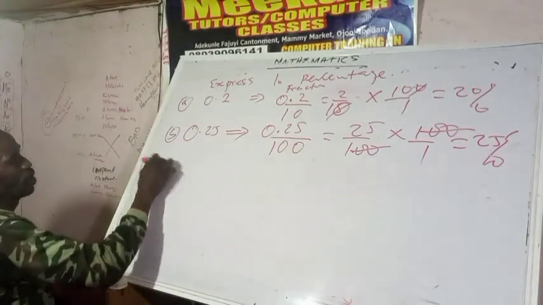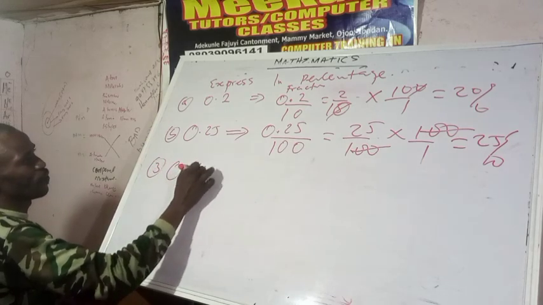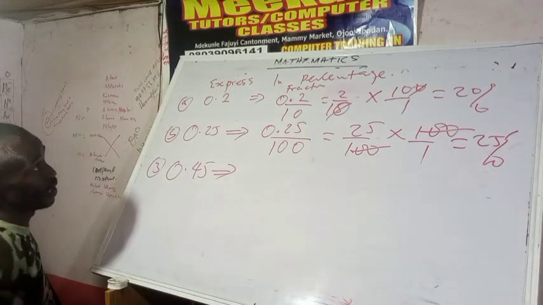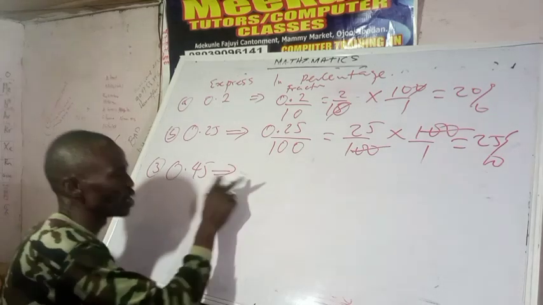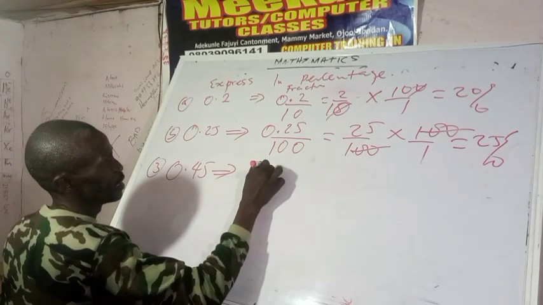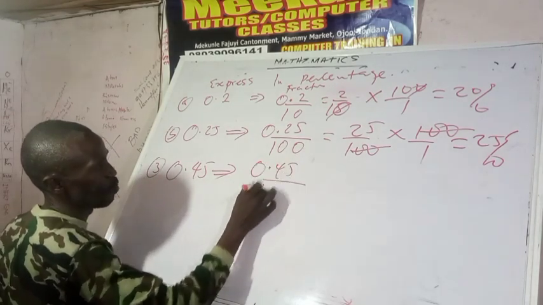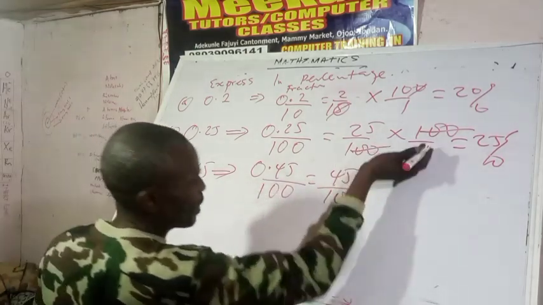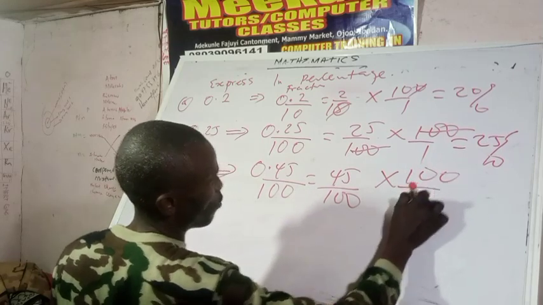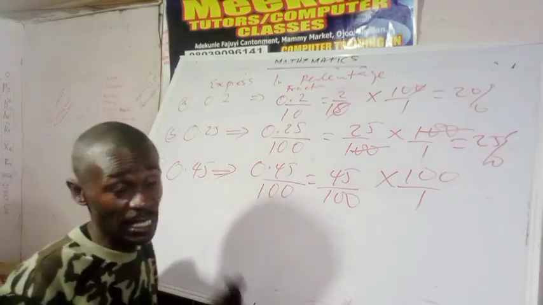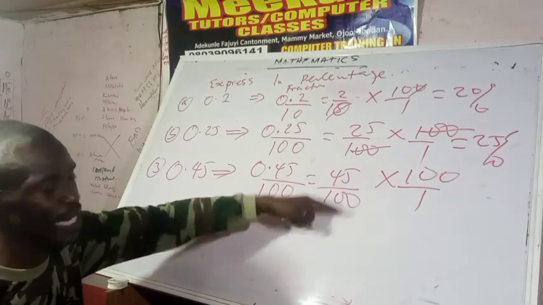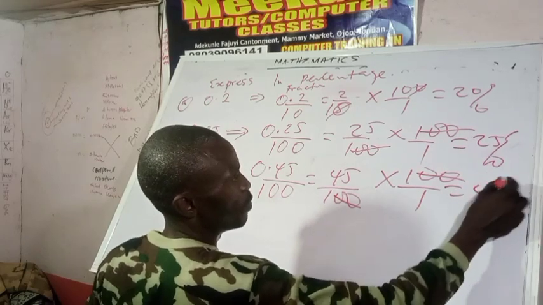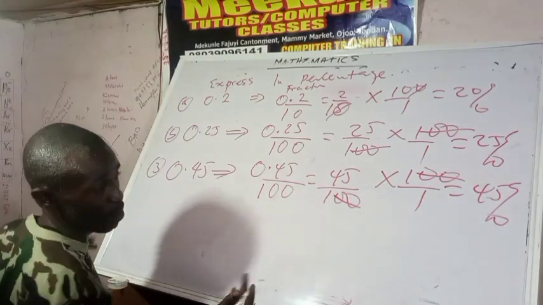Question C. If you have 0.45, convert from this amount to percentage. First and foremost, convert to fraction first. 0.45: the point becomes 1, 0, 0. 45 over 100 times 100 over 1. If you are to leave it in terms of fraction, you can just leave it. Now here, 2 0 cancels 2 0. 45 times 1, what do you have? 45%. Are we clear with that now?